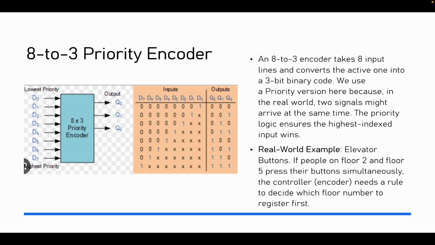We'll see the example here. An 8-to-3 encoder takes 8 inputs and gives a 3-bit binary code. We use a priority version here because in the real world, two signals might arrive at the same time. Correct. The priority logic ensures the highest indexed input wins.